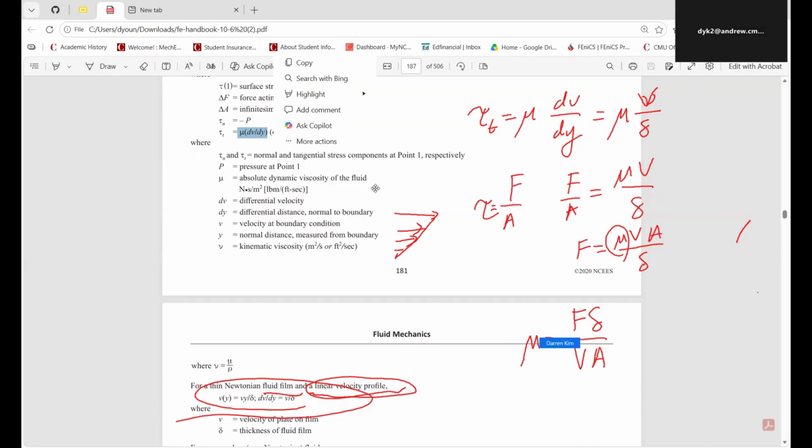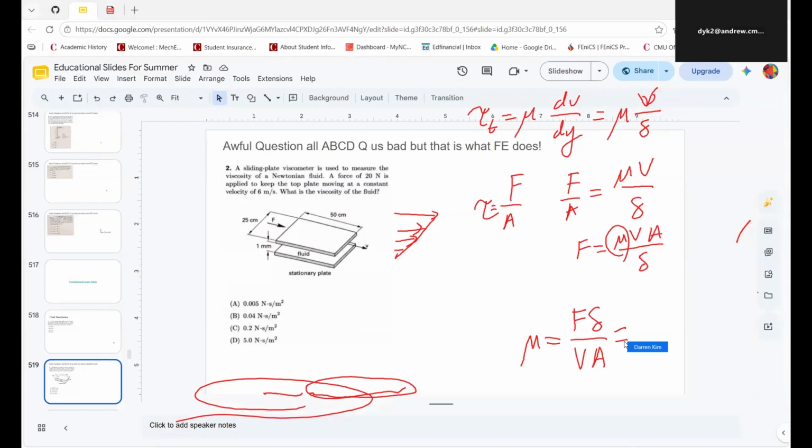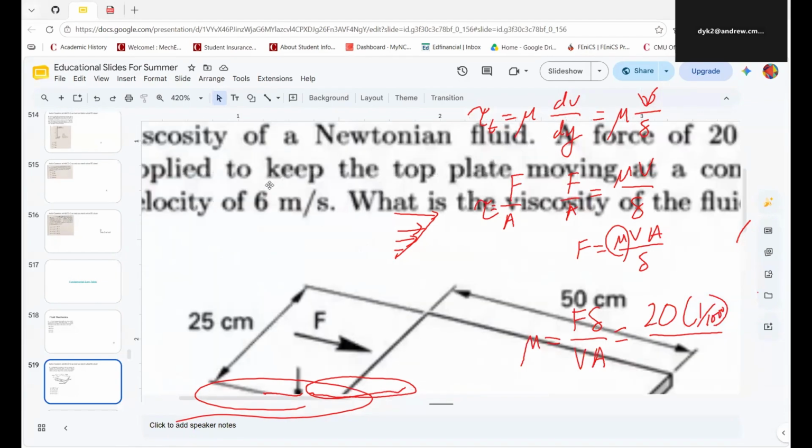So we can see over here, we have 1 millimeter, just to plug in all the variables now. 20 multiplied by 1 millimeter, so 1 divided by 1,000, and divided by, oh yeah, this is a mistake. This is supposed to be 5, by the way.